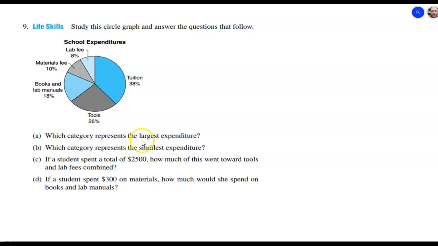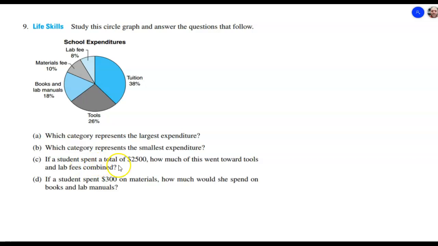So which category represents the largest expenditure? We just look for the largest value here. That would definitely be tuition, which is 38%. Which category represents the smallest expenditure? And that would be the 8% here, which is lab fees.